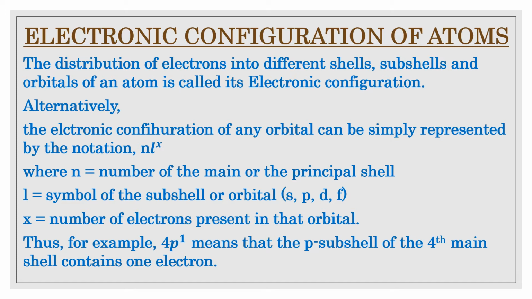To get the complete electronic configuration of any atom, a number of such notations are written one after another, in order of their increasing energies, which we already discussed in the Aufbau principle, always starting with the orbital of lowest energy, that is 1s. We will first write 1s and then increase onward. So let us discuss some examples.